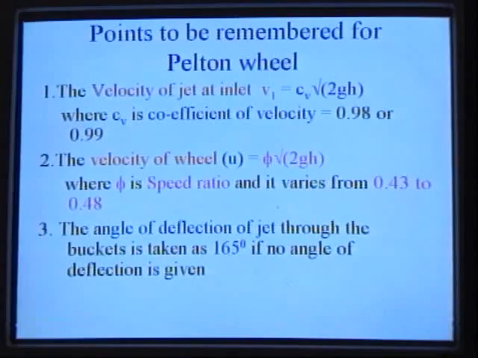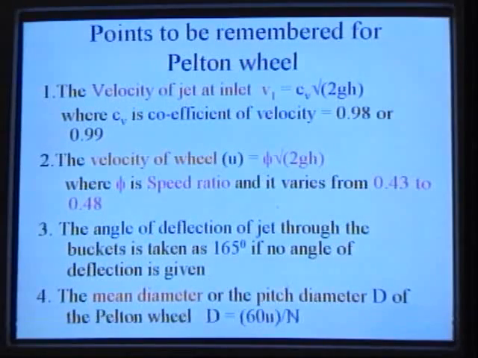The angle of deflection of jet through the buckets is taken as 165 degrees if no angle of deflection is given. That means that the blade is set at an angle of 15 degrees. The mean diameter or the pitch diameter D of the Pelton wheel can be found out using the formula D is equal to 60 U divided by pi N.